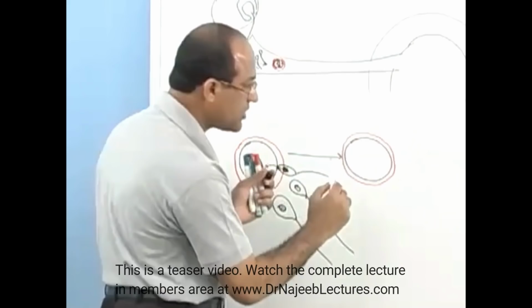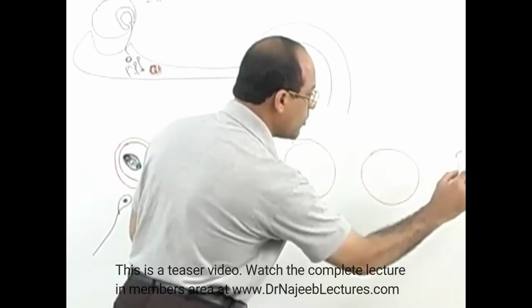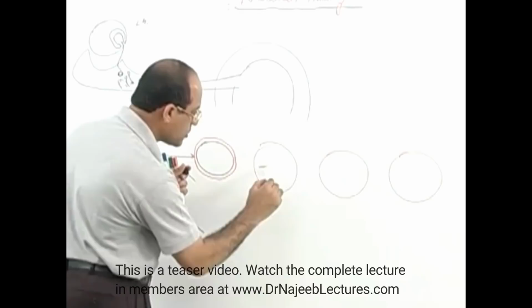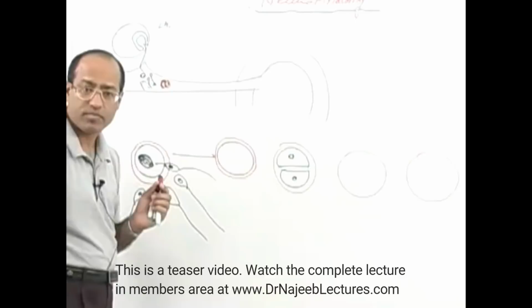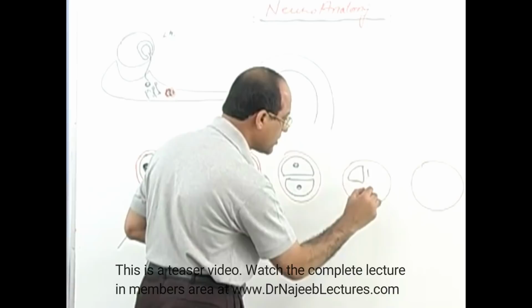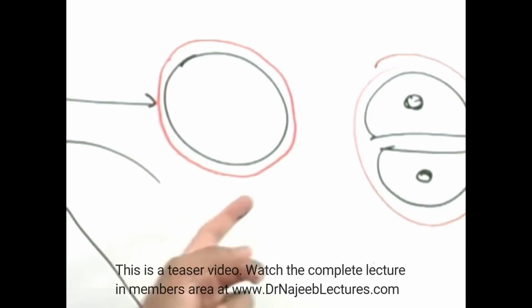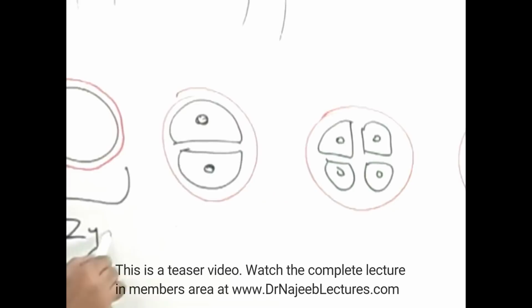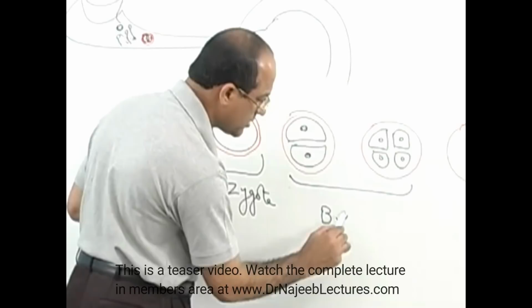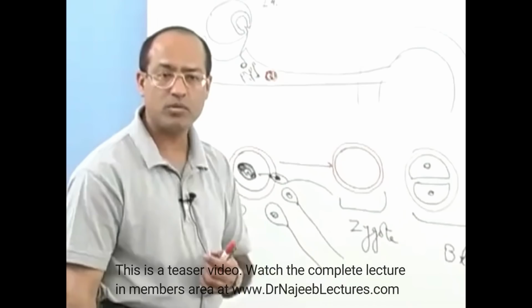Now the next stage is that the zona pellucida will remain intact, but the zygote will divide into how many cells? Two-cell stage. Then the zygote will go to the next stage. What is that? Four-cell stage. When it is passing through this rapid division, we call that the zygote is converted into blastula. This was the zygote, and now this is converted into blastula.